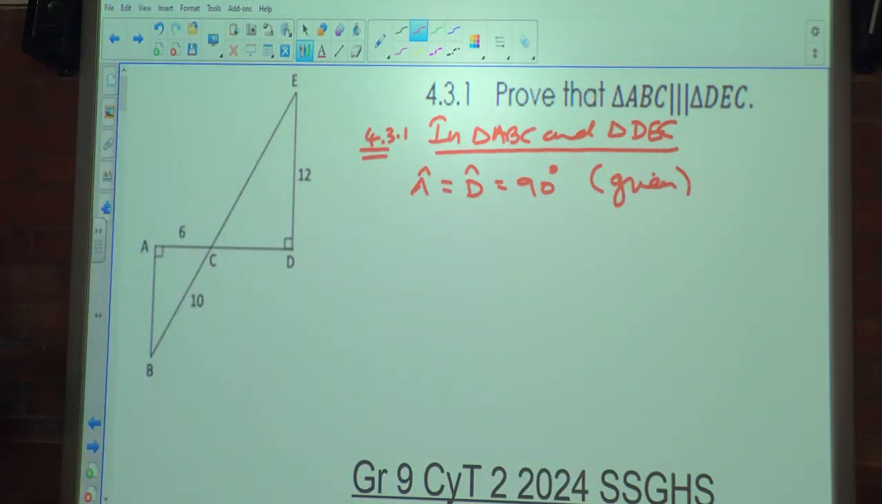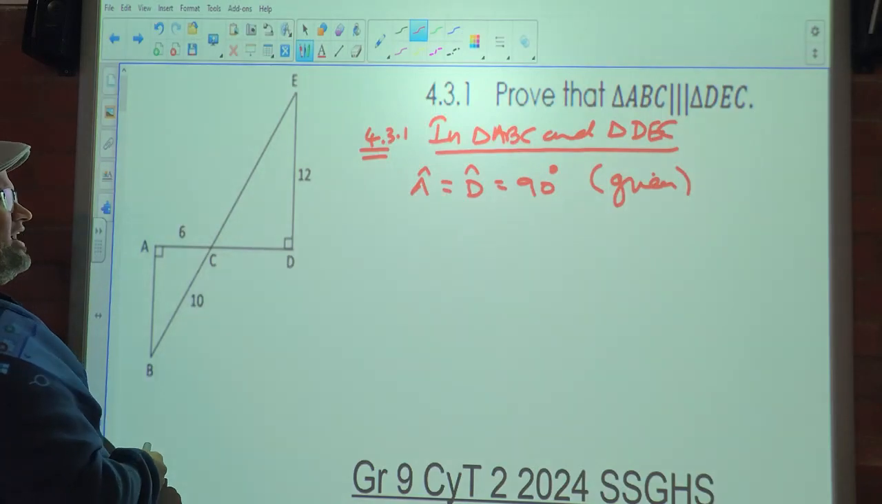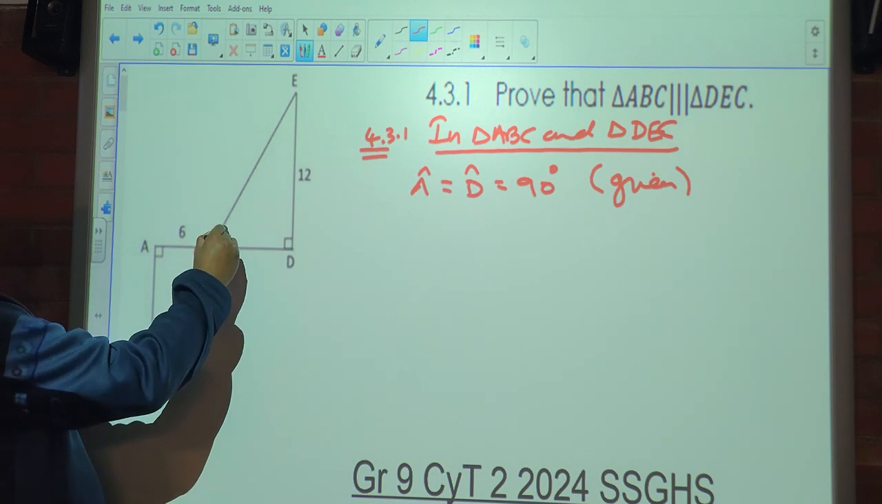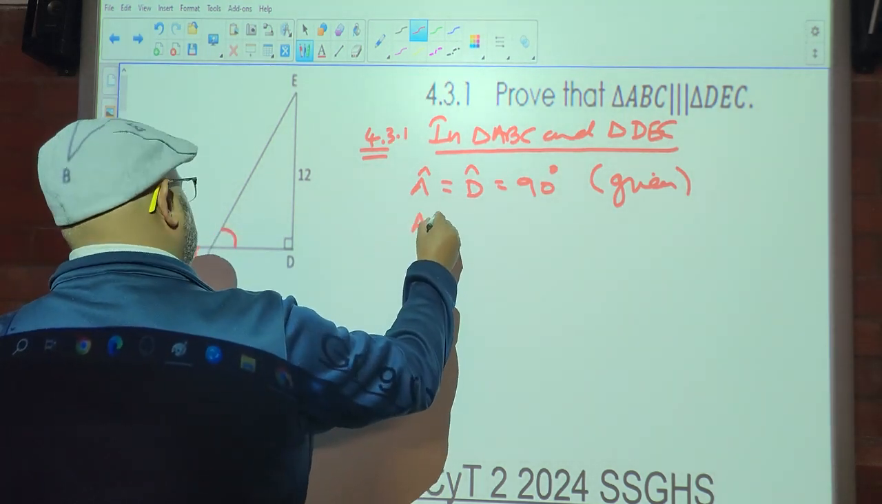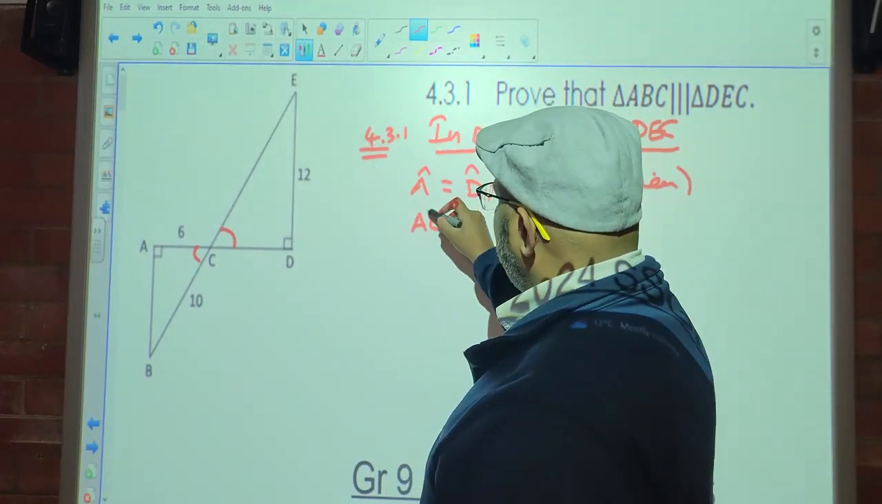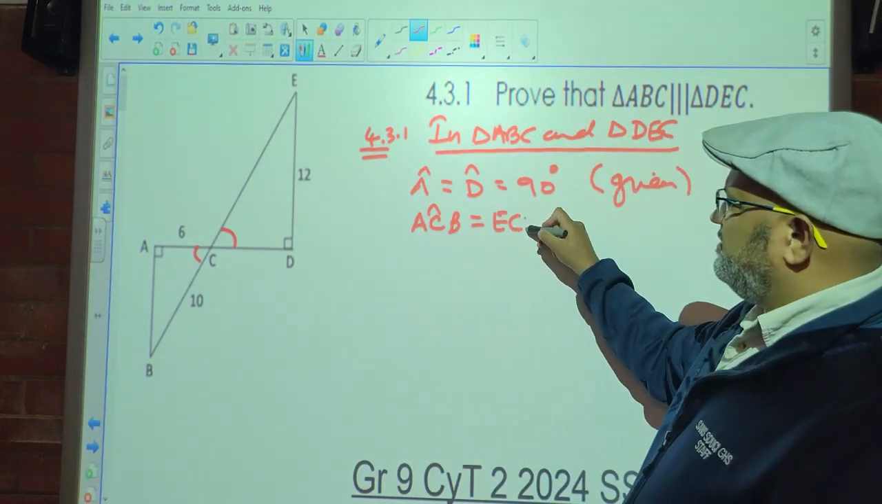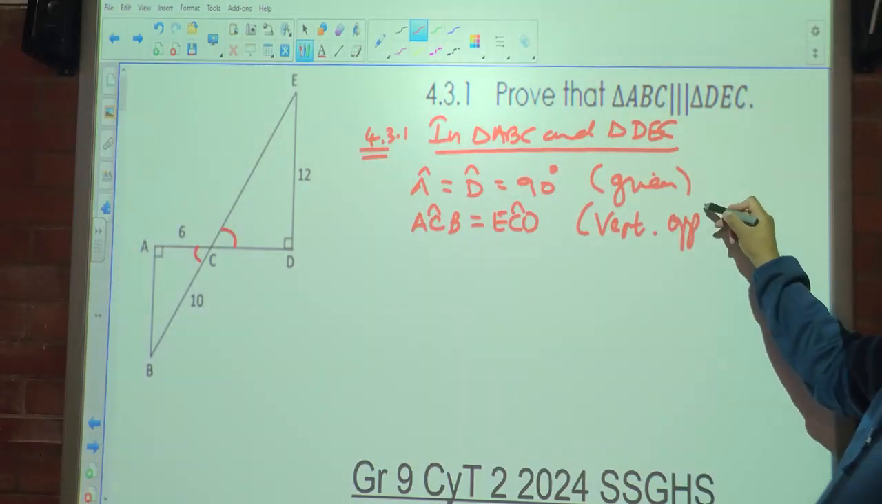What else do we know? Remember when we're proving similarity, we prove that the angles are equal, or all the sides are in proportion, okay? But we don't have all the sides, so we're proving equiangular. So angle C is equal to angle C here, not so. So we must say that angle ACB is equal to angle ECD. Why? It is vertically opposite.